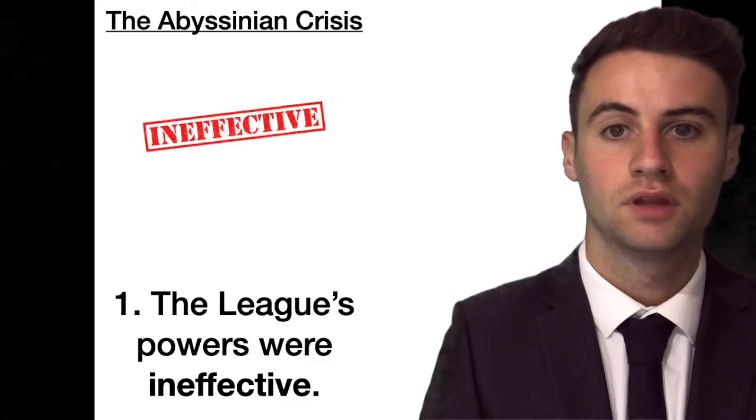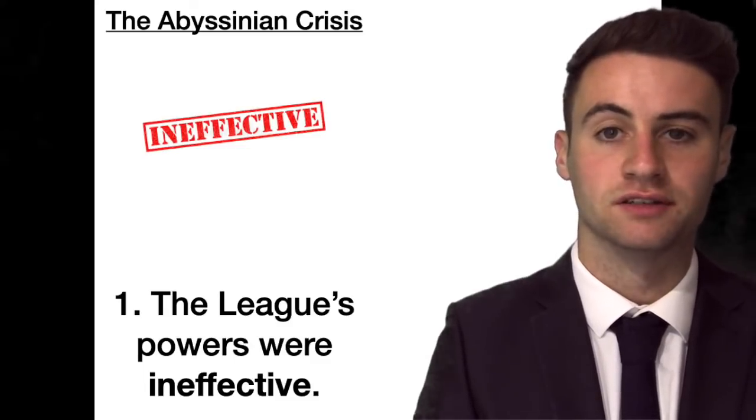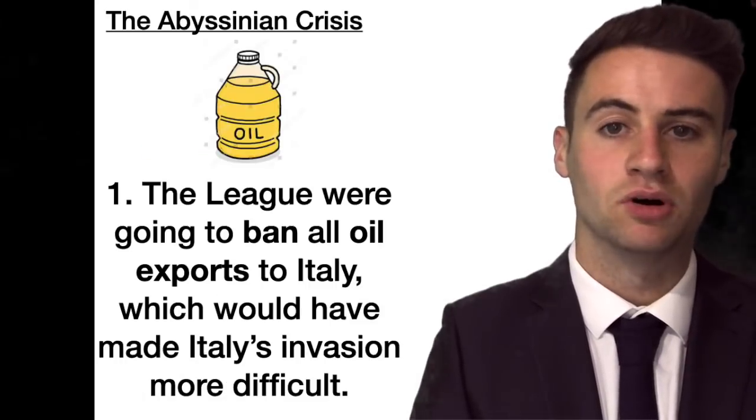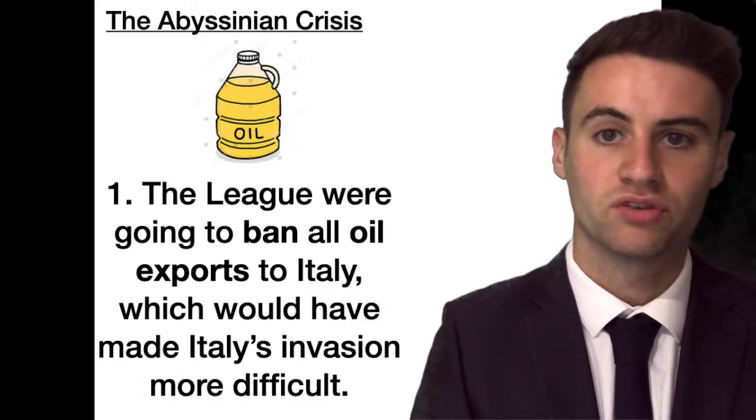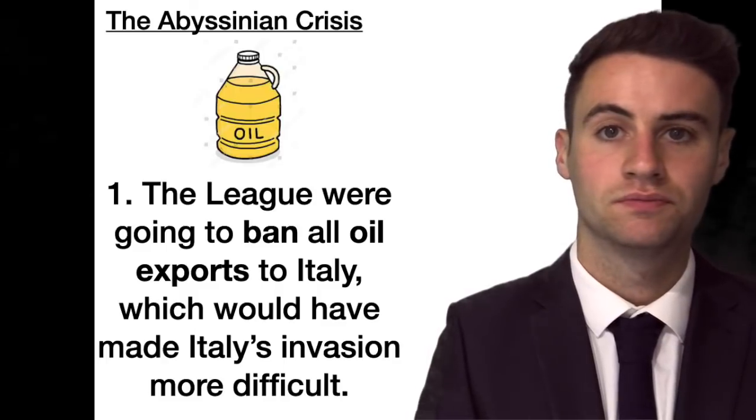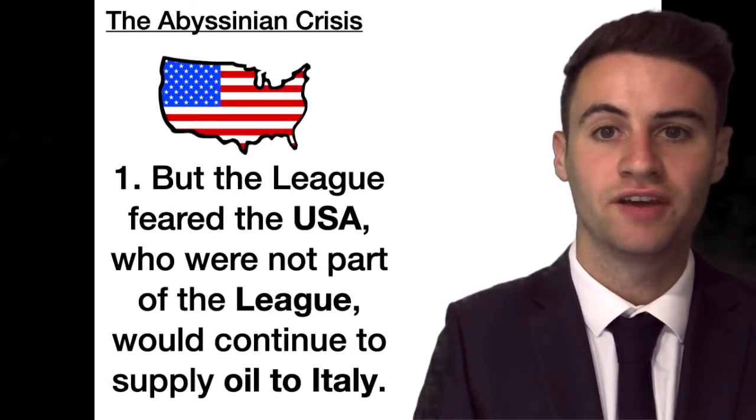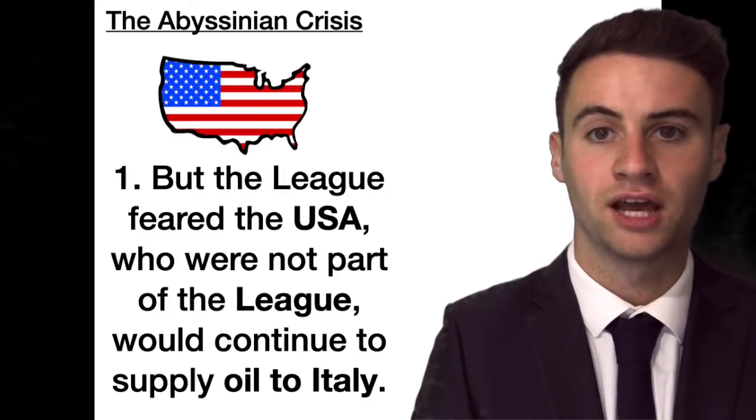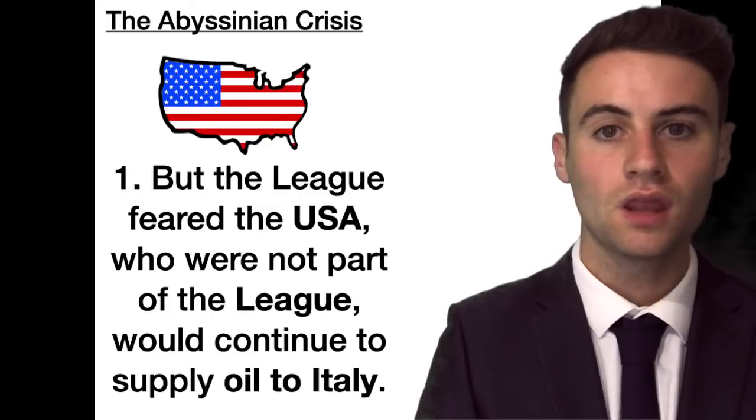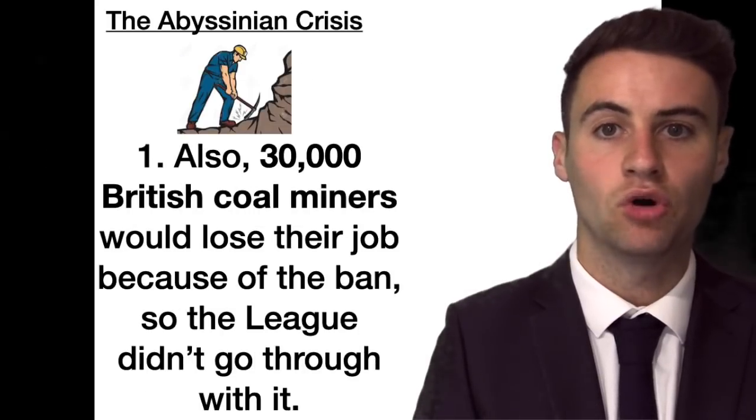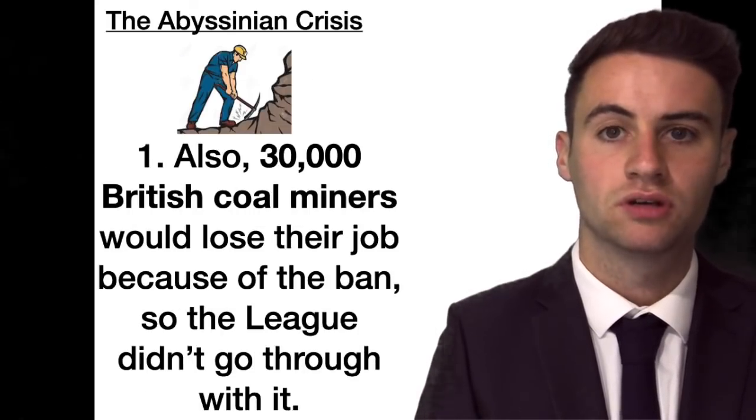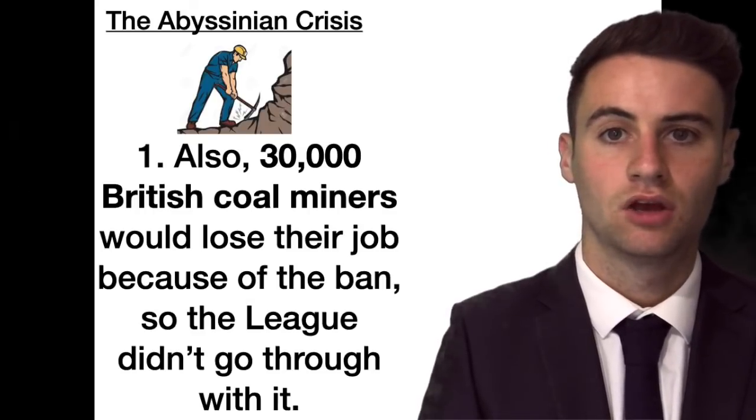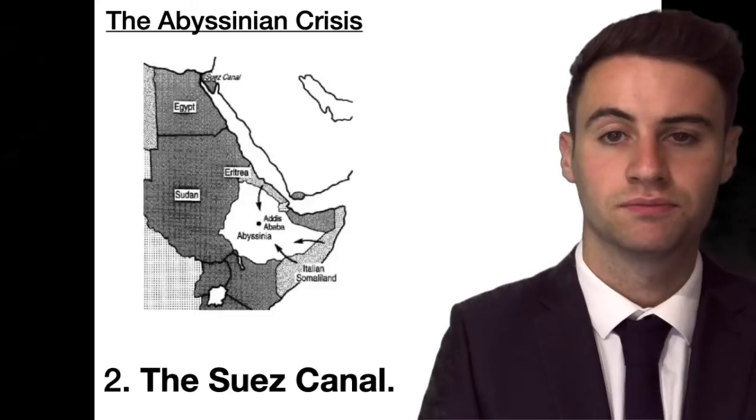Reason one: the League's powers were ineffective. The League were going to ban all oil exports to Italy, which would have made Italy's invasion more difficult. But the League feared that the USA, who were not part of the League, would continue to supply oil to Italy. Also, 30,000 British coal miners would lose their jobs because of the ban, so the League didn't go through with it.